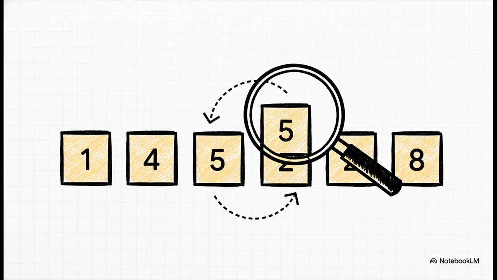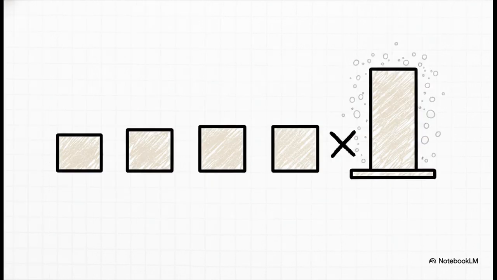And the same logic applies to the next pair, 5 and 2. A quick little comparison shows they're out of order, so another swap is made. Finally, it compares 5 and 8. Is 5 greater than 8? Nope, so no swap needed. And just like that, the first pass is done. And look what happened. The largest number, 8, has successfully bubbled up all the way to its final correct spot at the end. Pretty cool.